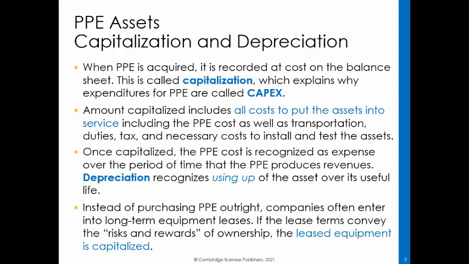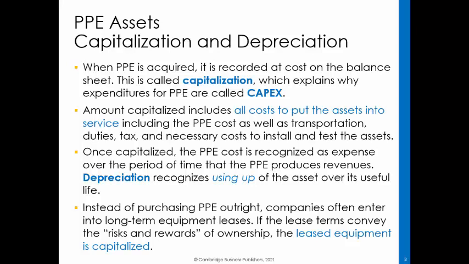When property, plant, and equipment is acquired, it is recorded at cost on the balance sheet. This is called capitalization, which explains why expenditures for property, plant, and equipment are called CAPEX. The amount capitalized on the balance sheet includes all costs to put the assets into service. This includes the cost of the property, plant, and equipment, as well as transportation, duties, tax, and necessary costs to install and test the equipment.